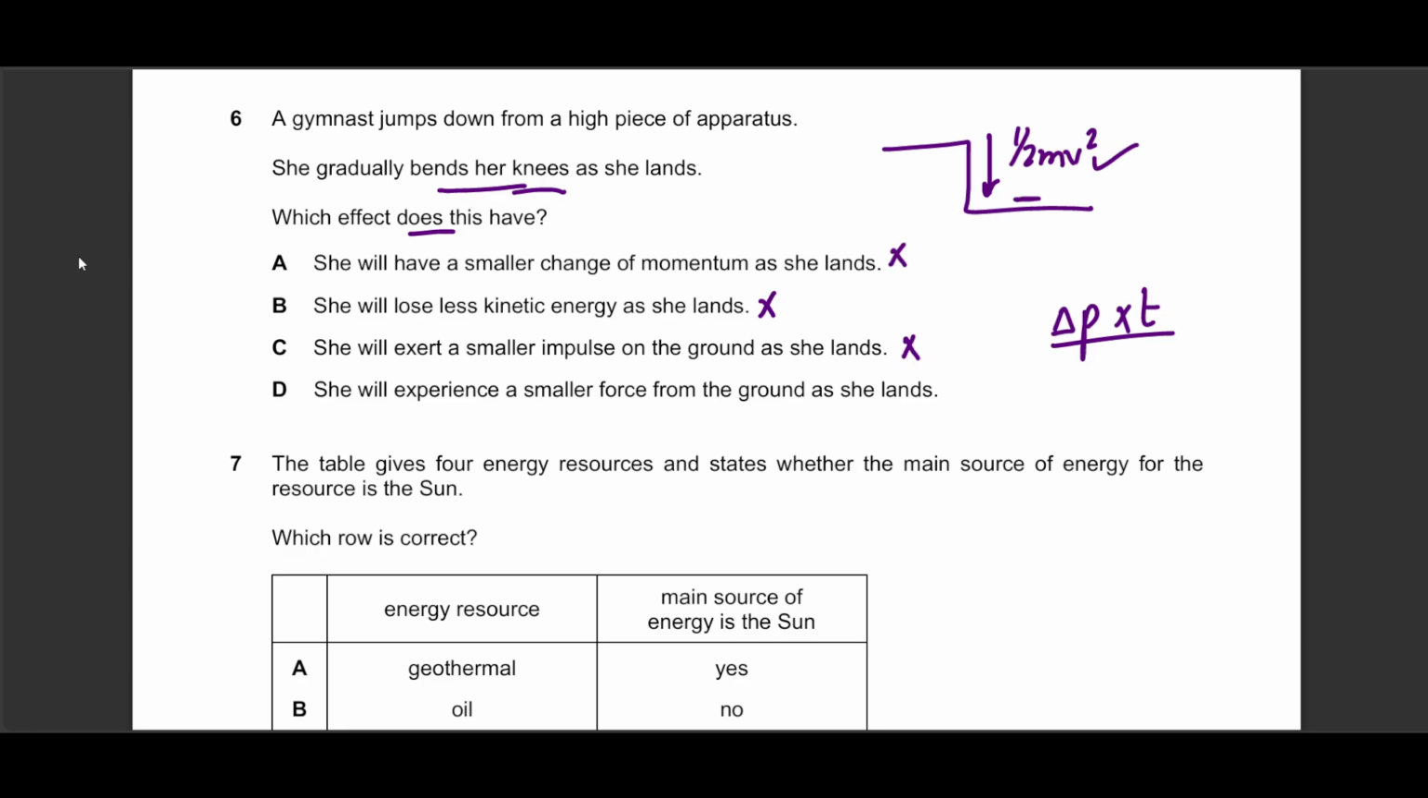Not really, because if she is landing at a speed of 15 meters per second and lands completely, the speed goes down to 0 meters per second, and whatever time that may be, multiplied by the mass of the system divided by the time. So it doesn't really change the value. The magnitude of the momentum remains the same. She will experience a smaller force on the ground as she lands. So this is what we are trying to do. We are trying to increase the time of contact as we do so. So option D looks better.